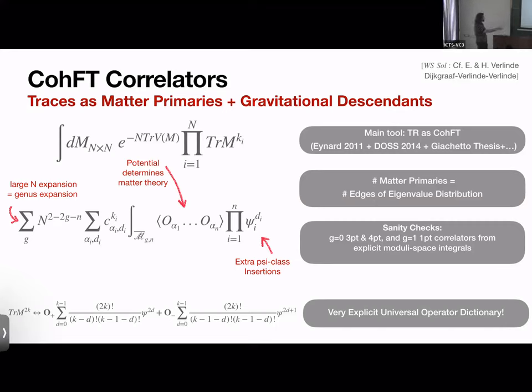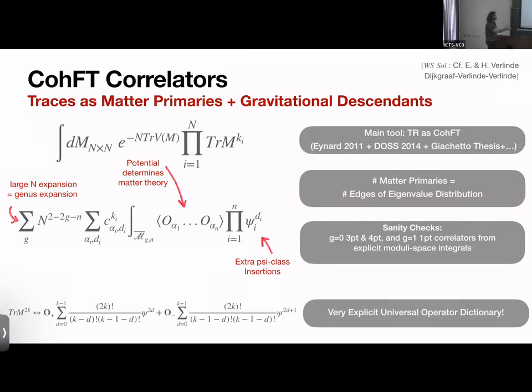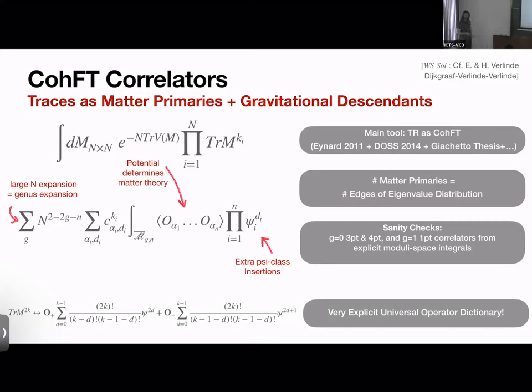And there's a very explicit operator dictionary between trace M to the k and primary operators in this CFT, and particular vertex operators that you should think of as coming from the ghosts. But this is extremely explicit, so anytime you see a trace, you plug this in on moduli space, you compute this integral, and you can match these numbers. So this is something very concrete and explicit you can do.